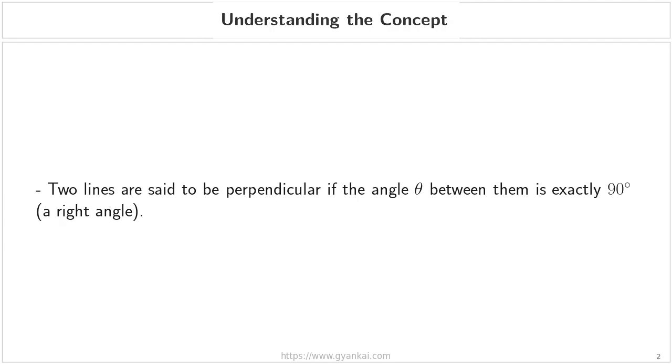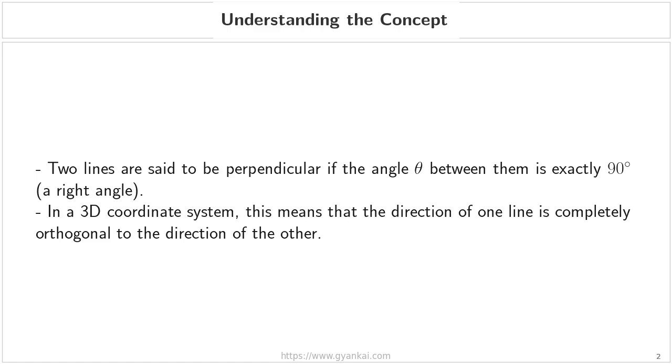Understanding the concept. First, let's define what we mean by perpendicularity. Simply put, two lines are considered perpendicular if the angle, which we represent with the Greek letter theta, between them is exactly 90 degrees, or what we commonly call a right angle.